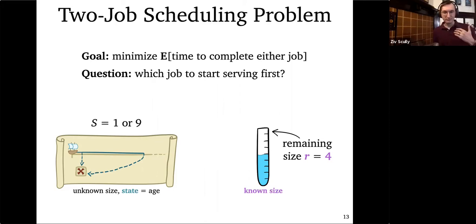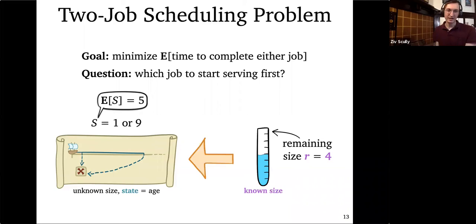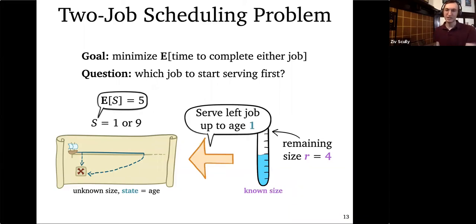So we've got this job of unknown size, and we might think that the right way to compare this job of unknown size is to look at its expected size, right? Say, well, it has expected size 5. So that makes it seem like the job of remaining size 4 is better. But it turns out that it's right, exactly as CJ suggests, to start serving this job on the left. Specifically, we're going to serve it up until it reaches age 1. And then once it reaches age 1, we'll learn either it's size 1, in which case it finishes, we win, cool. Or we learn that it's not size 1, and so it's size 9, which means it's got 8 left, and now we can switch to the job of size 4.